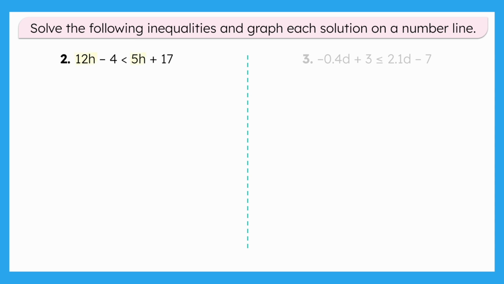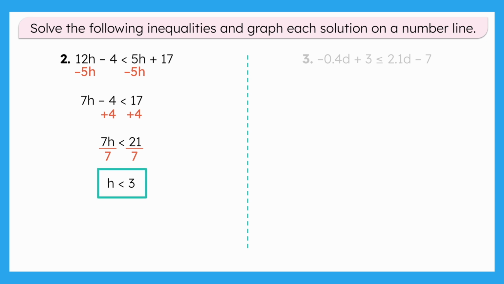Example 2 has 2 variable terms, one on either side of the inequality. Did you cancel the 12h or the 5h? You can choose either one and still get to the correct solution, but I chose to cancel the 5h. I'll subtract 5h from both sides, which gives me 7h minus 4 is less than 17. Add 4 to both sides to get 7h is less than 21. And finally, divide both sides by 7 to get h is less than 3. This number line has an open circle on 3, and the arrow extends to the left.